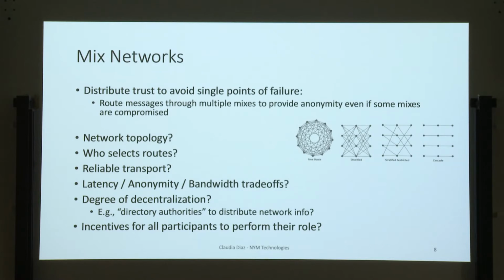Again, also, how do you incentivize? In anonymity, you cannot do it alone. A lot of people have to work together to achieve anonymity. How do you incentivize these participants? How do you reward them for performing the role?